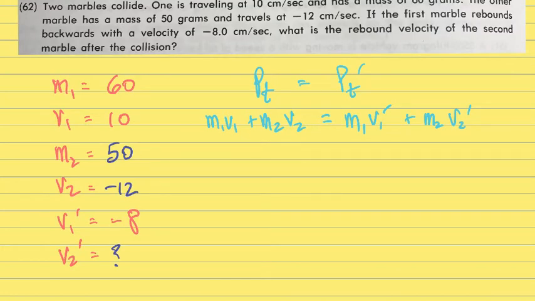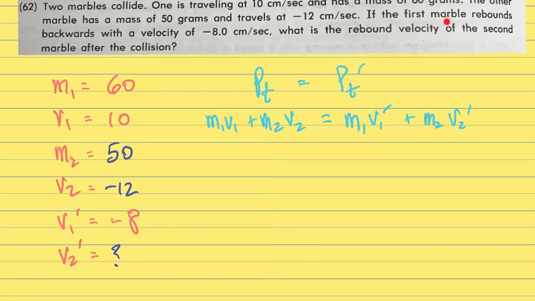So this problem says two marbles collide. One is traveling at 10 centimeters per second and has a mass of 60 grams. We're going to call that marble 1. Mass 60, velocity of 10. The other marble has a mass of 50 and travels at -12. The -12 means it's traveling in the opposite direction. One's traveling maybe to the right, the other's traveling to the left, or one's traveling east, the other's traveling west. It doesn't matter. It's just exactly the opposite direction. So we'll put in the 50 here, and the -12 is the velocity.